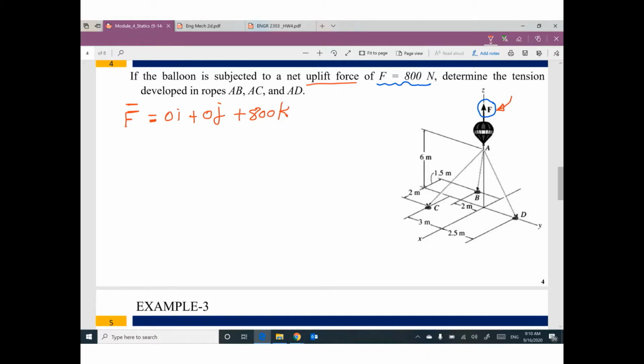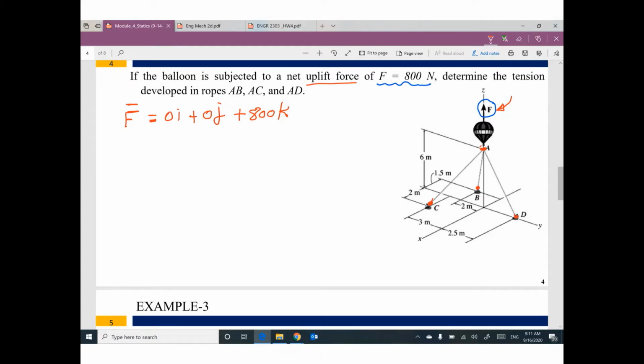This balloon is connected to the ground by ropes AB and AC and AD. We are looking for determining the tension forces developed in these ropes.